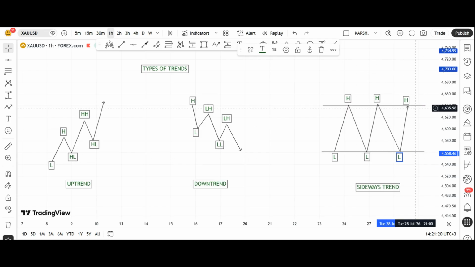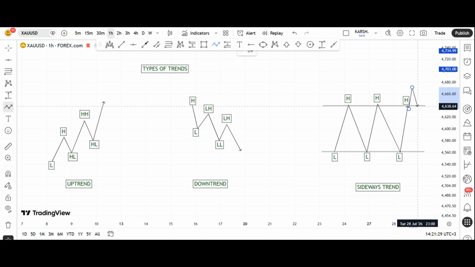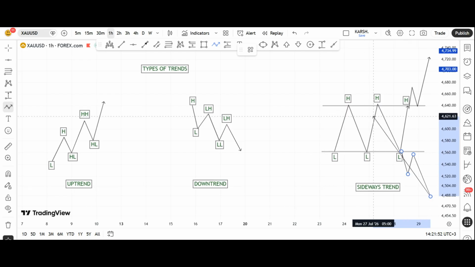The only time you want to trade the sideways trend is if there is a break above the sideways trend, or a break below the sideways trend. That's when you want to take your trade. But if it's just making a series of equal highs and equal lows, you can just stay away from the market.